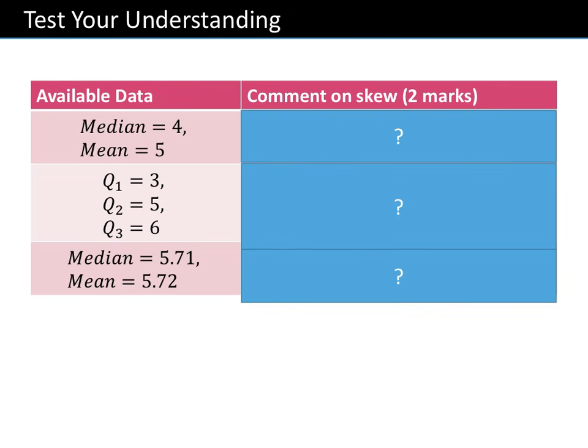Okay, here we go. Test your understanding. You have 3 questions. You need to make a comment on the skewness and why this is true. Here we have the mean 5 is greater than 4. So the mean is greater than the median. Therefore, we're going to have a positive skew.